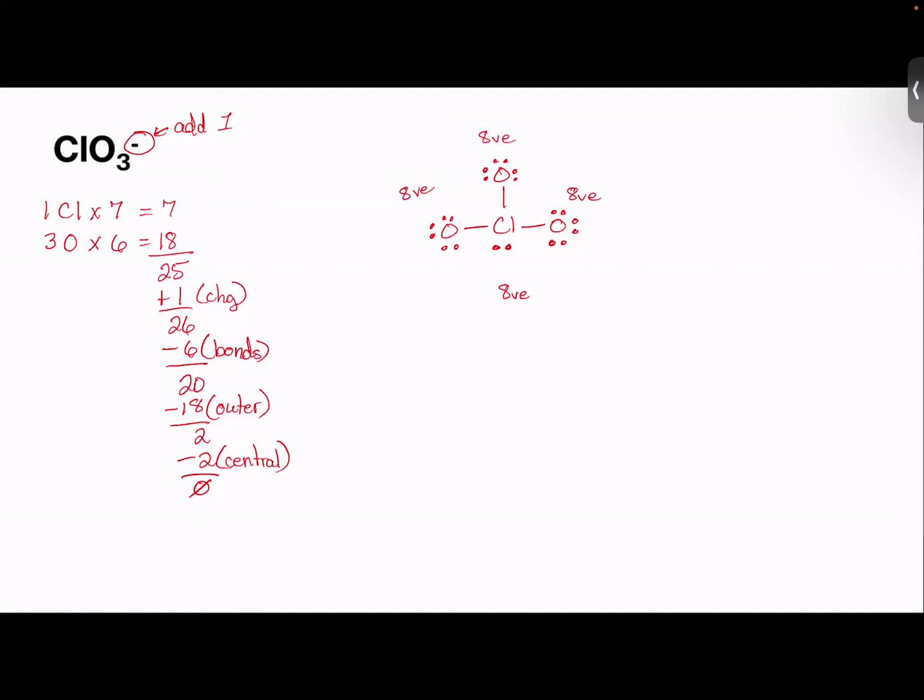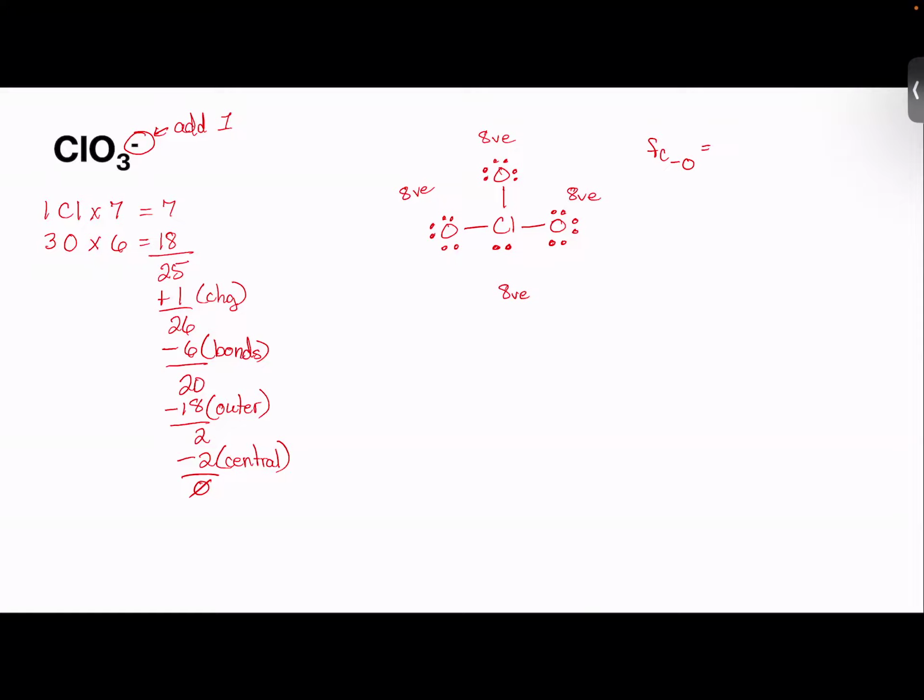However, chlorine is in period 3. Since it's in period 3, it can have an expanded octet because it has the availability of the D subshell. To determine whether you need to expand this octet, you must calculate the formal charge of every element. So we are going to do the formal charge of our single bonded oxygen. They all look the same, so right now I'm going to treat them all the same.